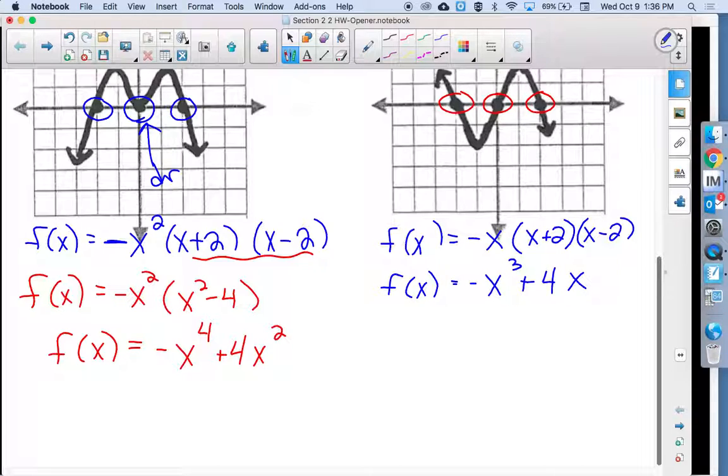Nice. Questions? So you can see the difference between even and odd by one little x-intercept changing from a single to a double root. Questions?